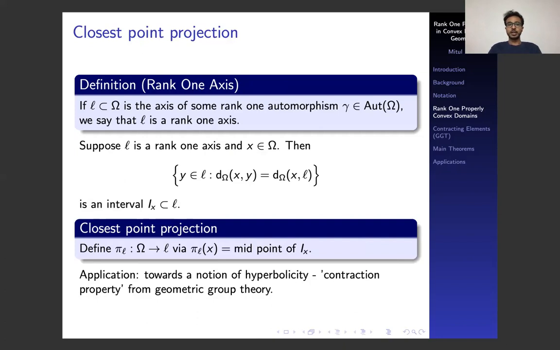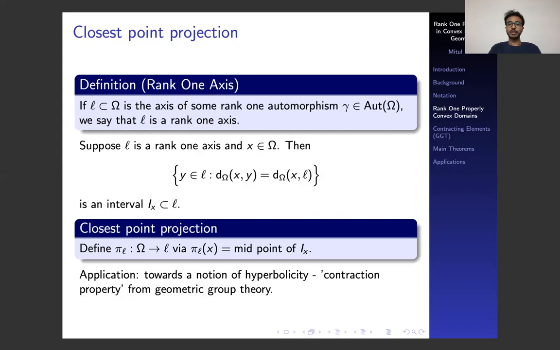If L is a projective line segment in omega, then we say that L is a rank 1 axis provided it is the axis of some rank 1 automorphism gamma. Given a rank 1 axis L and a point x in omega, we define the set of all points y in L which are closest to x. Now this set does not need to be a singleton. However, the convexity of omega forces this set to be a certain interval I_x, which is contained in L.